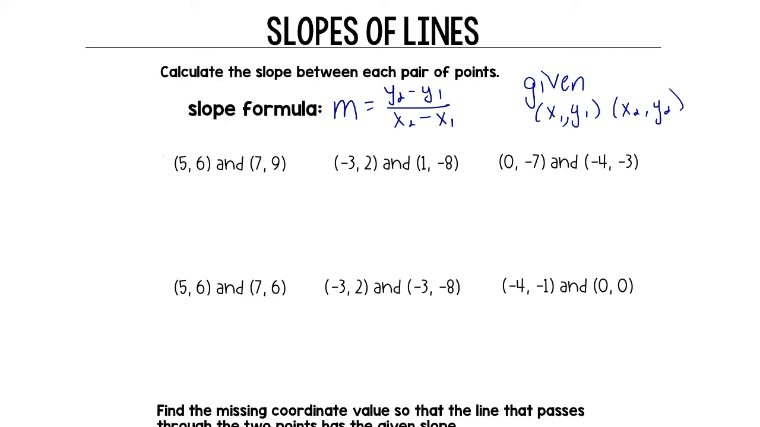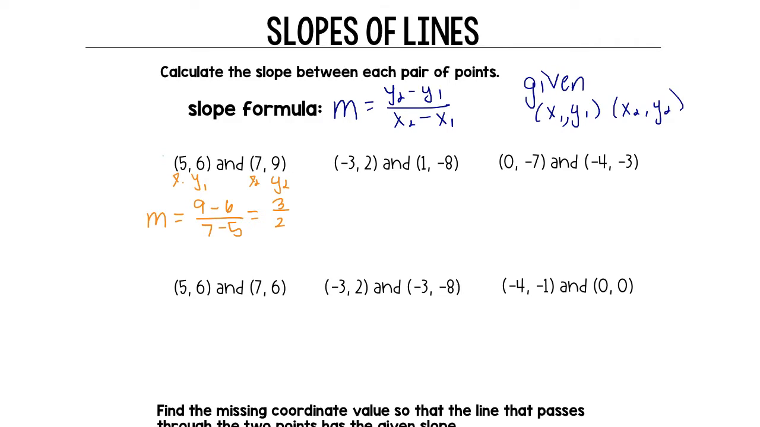Okay, so now we're going to use that formula to solve for the slope between these 2 points. I'm going to label my points x1, y1, x2, y2, and plug them into the formula. m equals 9 minus 6 over 7 minus 5. And that's 3 over 2 for our slope.